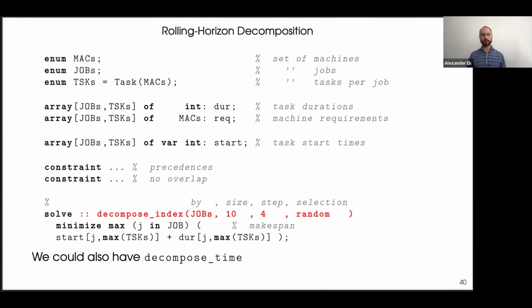What do we want to decompose? We want to decompose the enum jobs. For example, what's the size? It could be 10, right? So we are always looking at a window of 10. Well, how much is the step size? At each iteration, we look at 4 new and forget 4 old. Commit the 4 old, add 4 new, right? And the selection process, we could have different selection processes here as well. So in this example here, it's random.